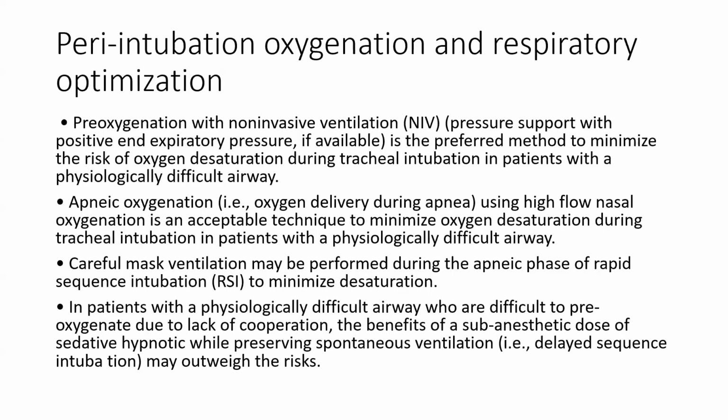Now, the peri-intubation oxygenation and respiratory optimization. Pre-oxygenation with NIV is the preferred method to minimize the risk of oxygen desaturation during tracheal intubation in patients with a physiologically difficult airway. Apneic oxygenation using high flow oxygen is an acceptable technique to minimize oxygen desaturation during tracheal intubation. Careful mask ventilation may be performed during the apneic phase of rapid sequence intubation to minimize desaturation.